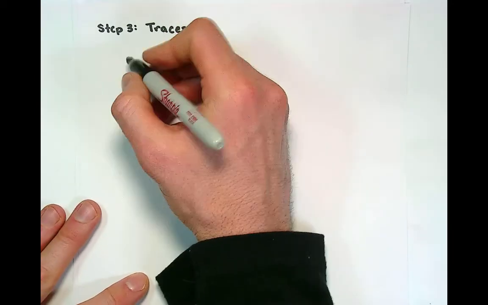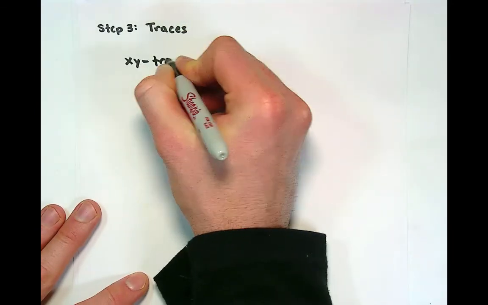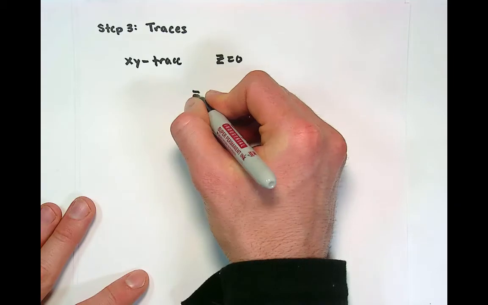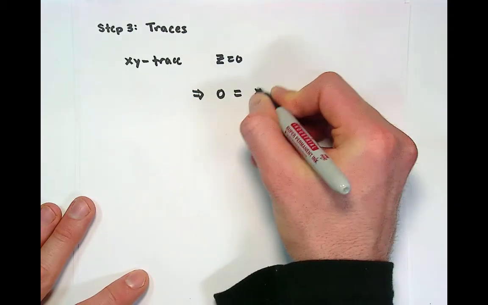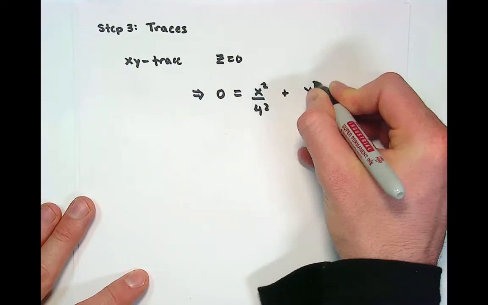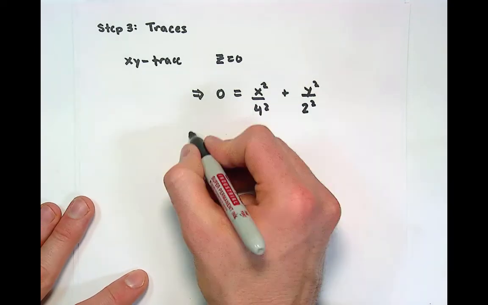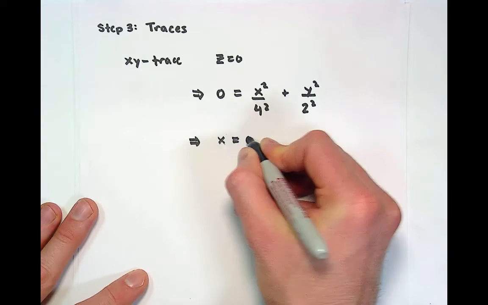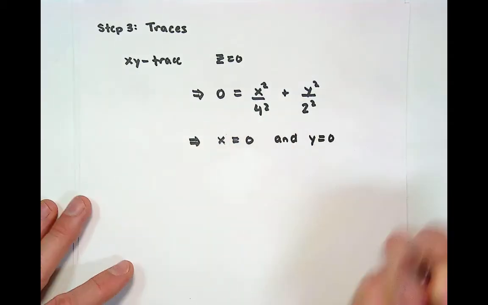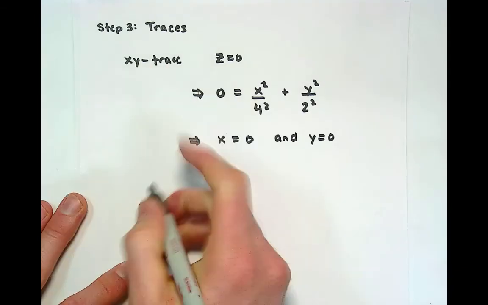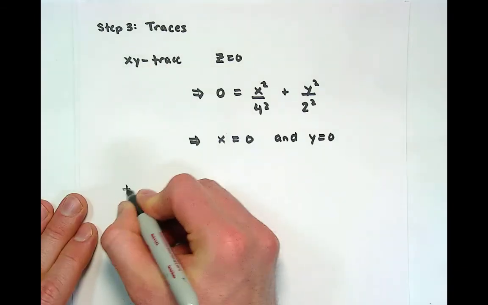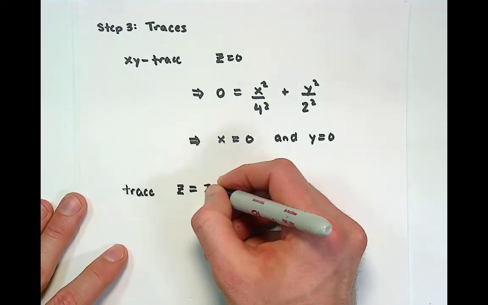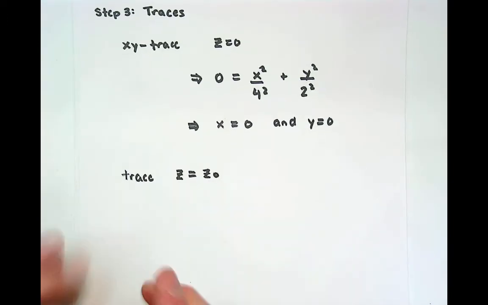We said that we had 3 very common traces, but the xy trace in this case, which corresponds to setting z equal to 0, is almost useless in the sense that when we look at the equation 0 equals x squared divided by 4 squared plus y squared divided by 2 squared, we already know, based on the fact that this is going to be intercept, the only way that this happens is x equals 0 and y equals 0. So this trace is actually a single point. However, we can do a trace in the same direction by taking a general z equals z naught.